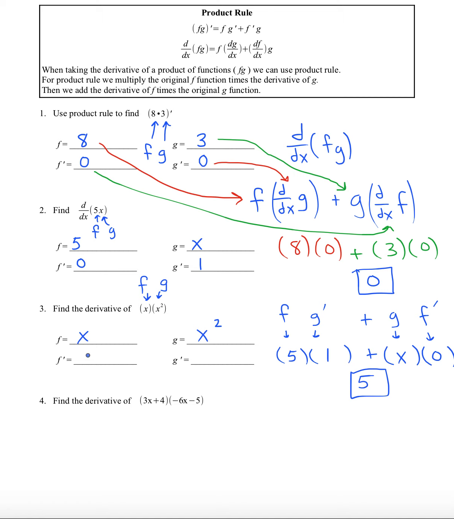All right, so the derivative of x is 1. The derivative of x squared is 2x. We want to now plug them in. X times 2x plus x squared times 1. That's 2x squared plus x squared, which becomes 3x squared. That's what we said it should be.